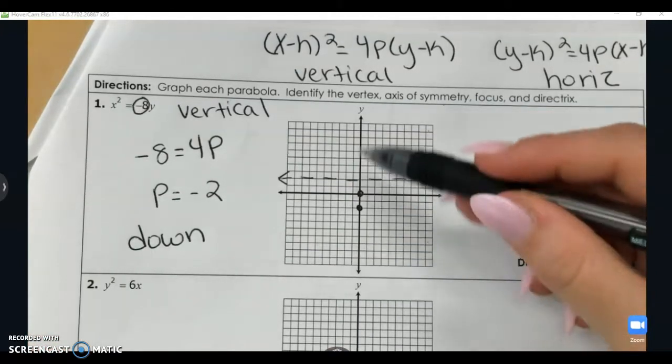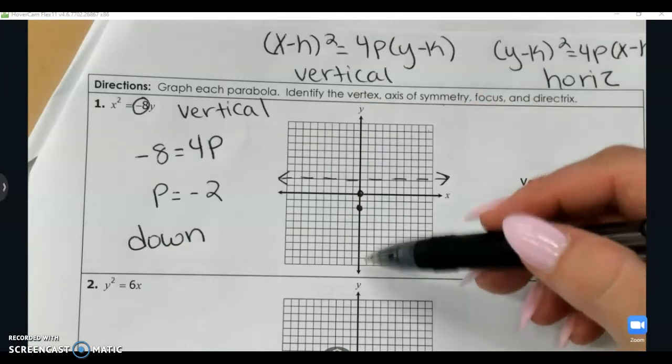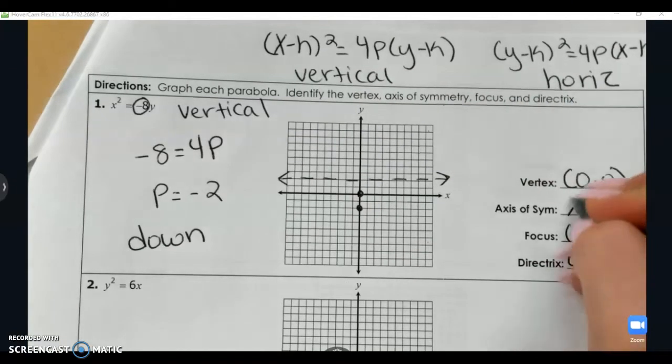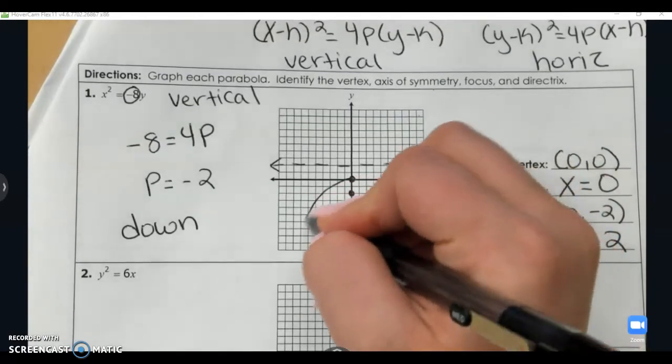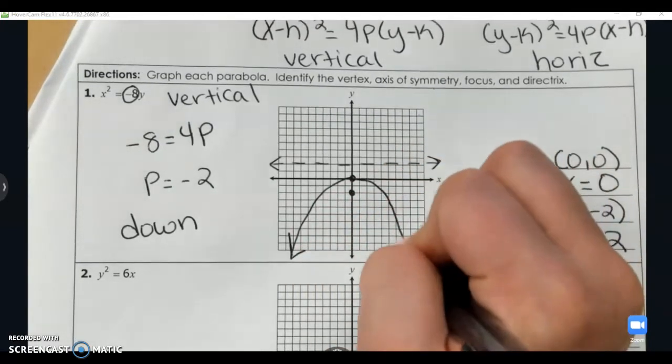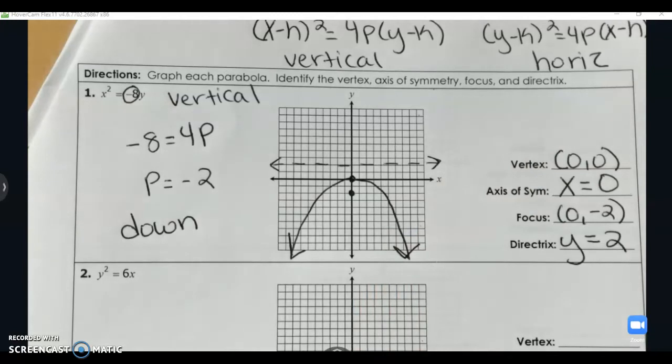Okay. So the axis of symmetry here is along the vertex, and so that's going to be the y-axis, or the vertical line, x equals 0. And now I'm just going to draw that parabola that opens down. Okay? I'm not going to be focusing too much on how wide or narrow or how pretty your parabola looks.